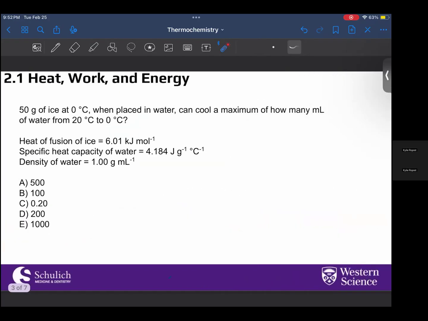All right, so we have a question here, which is 50 grams of ice at 0 degrees Celsius, when placed in water, can cool a maximum of how many milliliters of water from 20 degrees Celsius to 0 degrees Celsius? And then we have some values here. Okay, so let's work through this. First, let's kind of think about it.